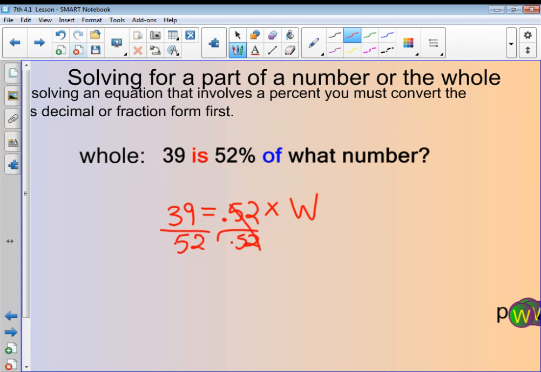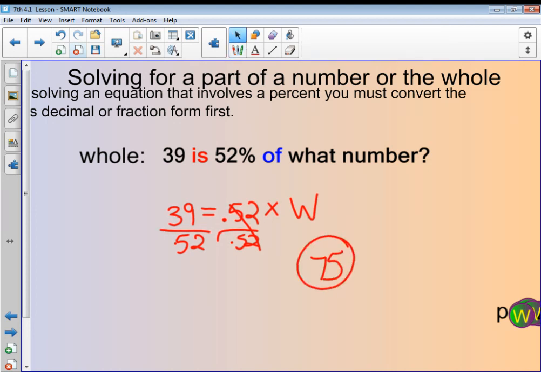You should have gotten 75 for this answer. Okay, so once again, make sure that you're writing up that equation so that I can check that you understand how to substitute in for is and of, and check again to see if you can solve for a variable. So make sure that you're writing up those equations.